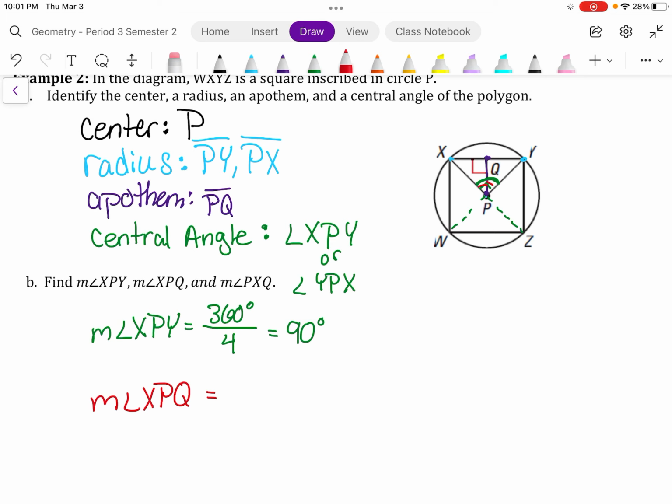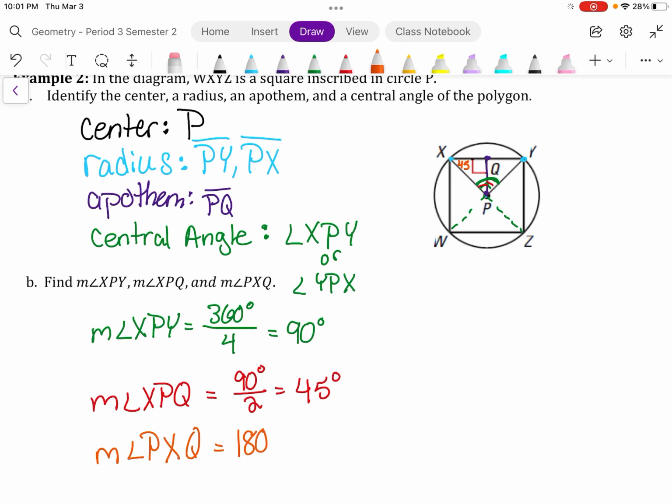Which is half of that distance. So this one would be 90 degrees divided by 2, which equals 45. And then lastly, we're going to find the measure of angle PXQ, which is this angle down here.